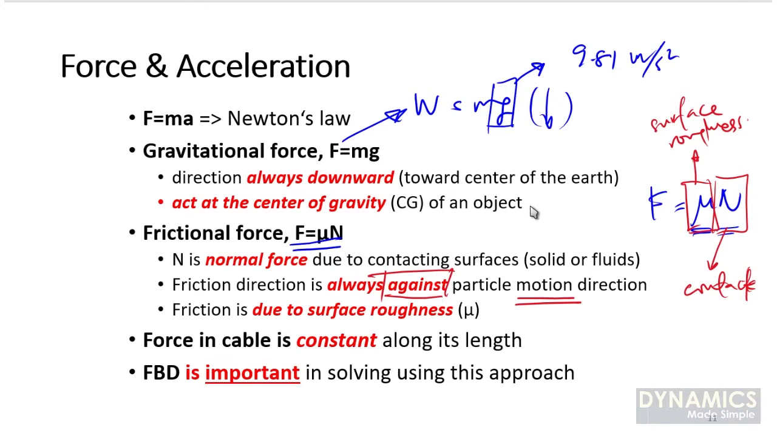And of course, if the object is not moving yet, we will have what we call static friction. And if the object is already moving, we will have kinematic friction. Static friction will always be larger than kinematic friction. Okay, sometimes we give that information in a question. Sometimes we just assume one value of friction coefficient. Okay.